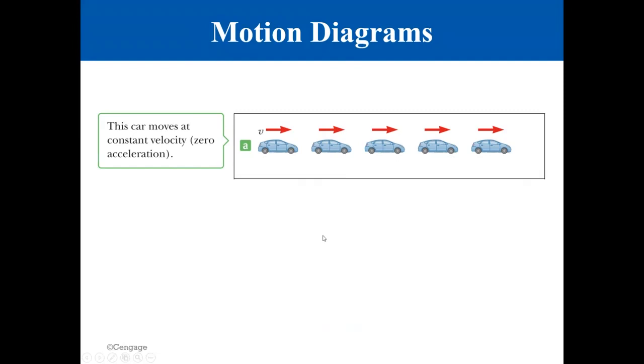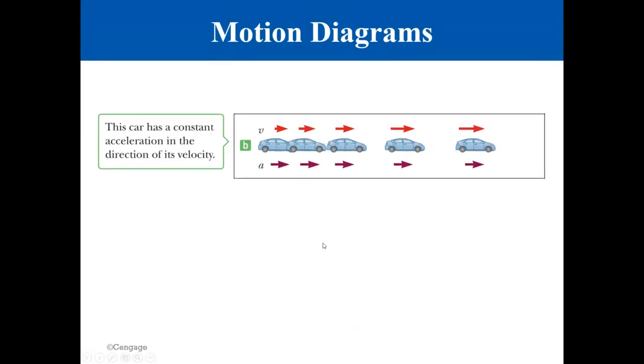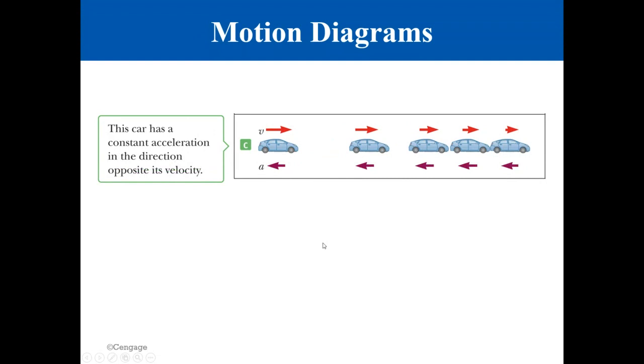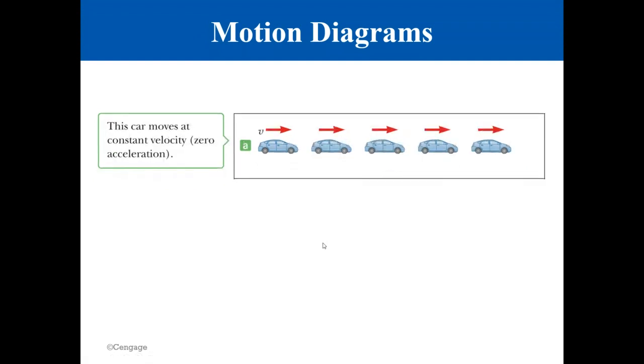We continue our discussion of motion. So here you see the cars. This car moves at constant velocity. This one moves at constant velocity. So within specific periods of time, it's the same velocity, no changes.